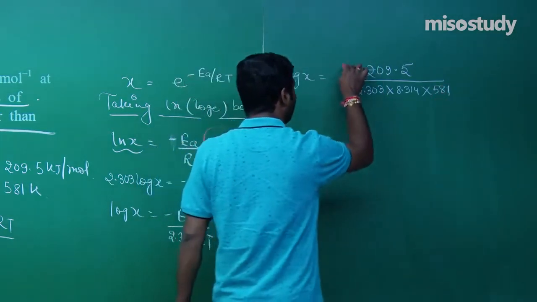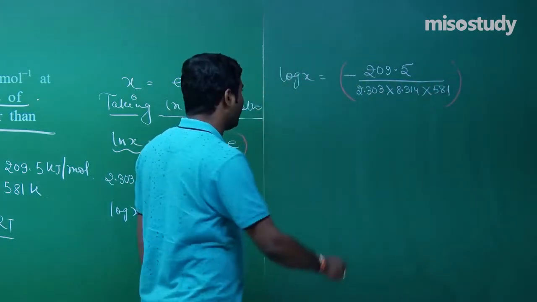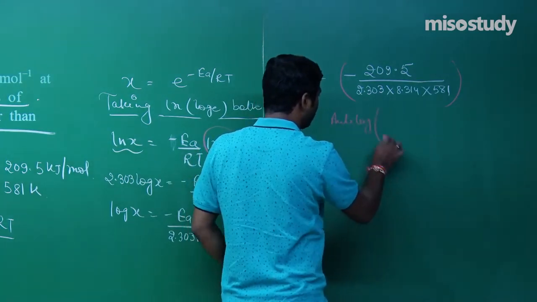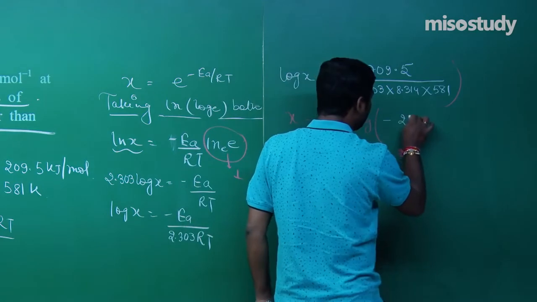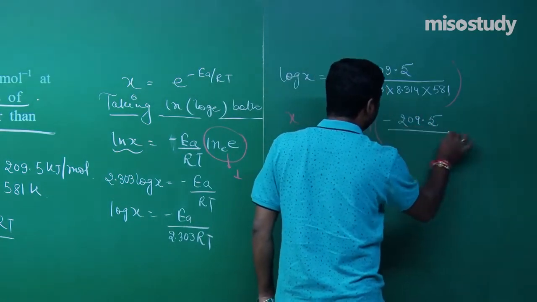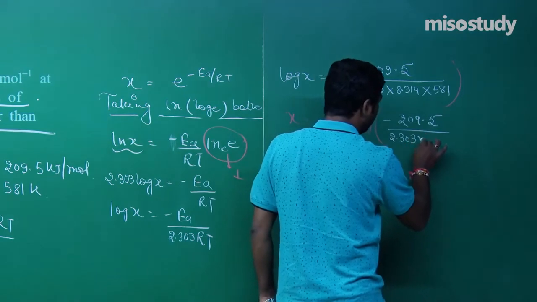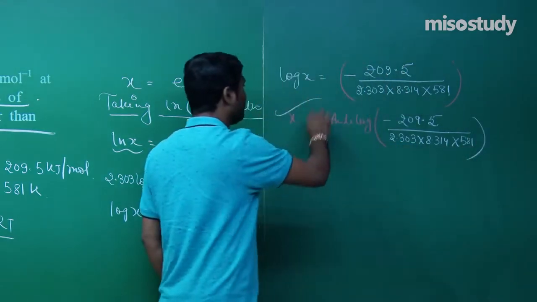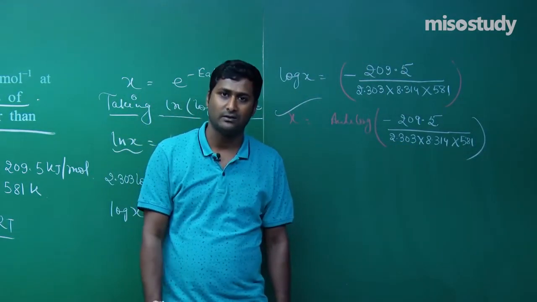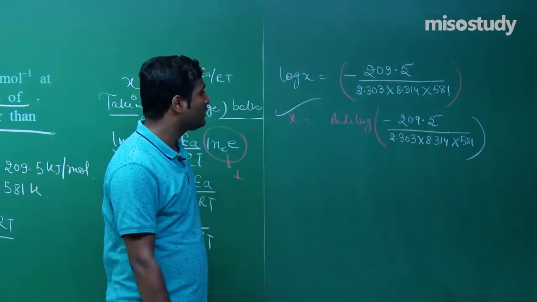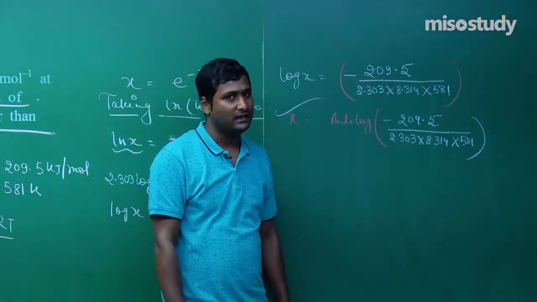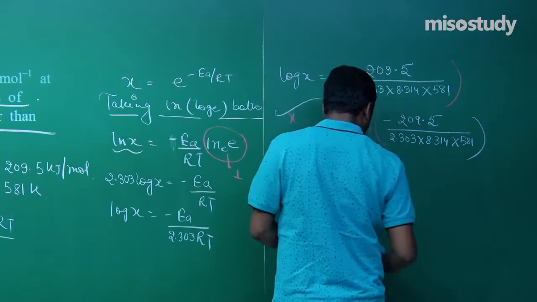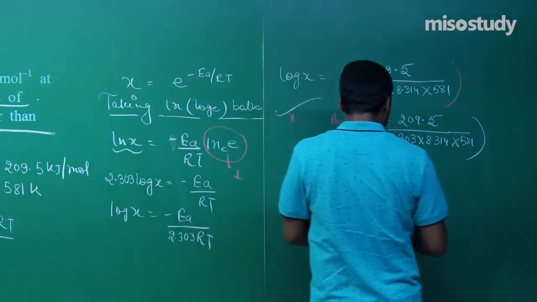Yes, now what you need to do, solve this. That is, x is equal to, we can write here, anti-log of this one, that is 209.5 divided by 2.303 into 8.314 multiplied by 581. After solving, you get the fraction of molecules having energy equal or greater than activation energy. Clear to you? These are the simple questions, and definitely, my friend, it will help you a lot. Now I am going to rub this part and we'll discuss the next question.